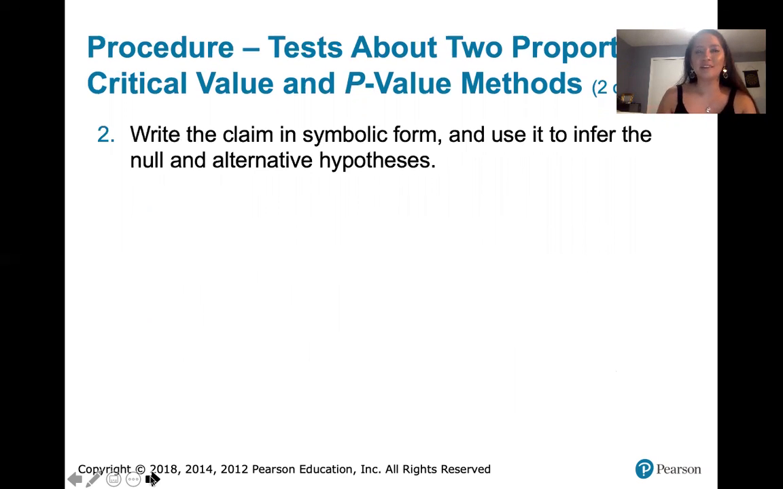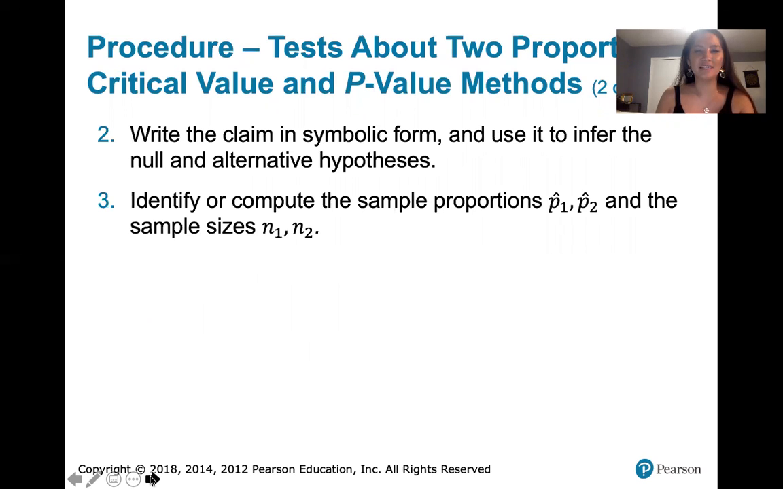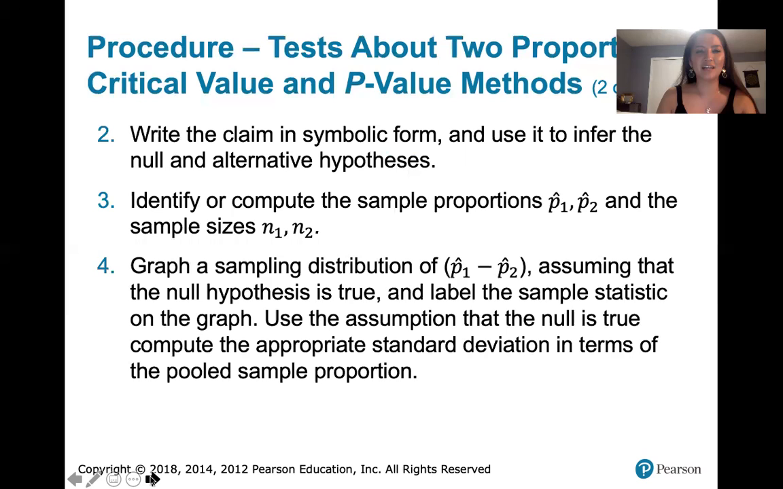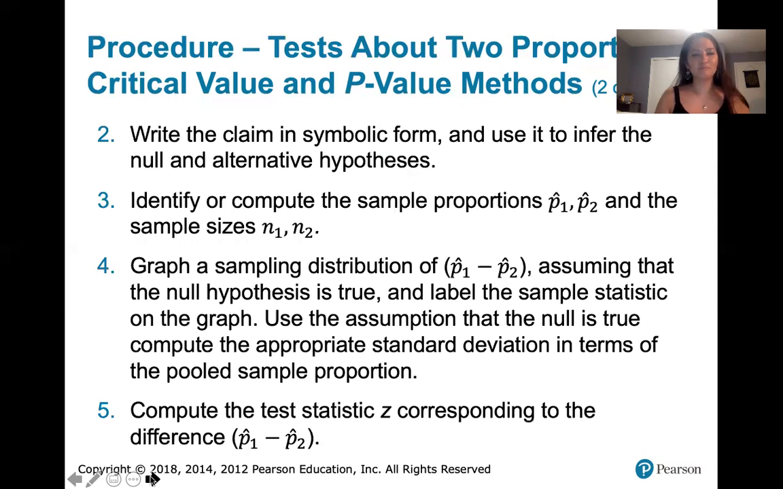Then we write the claim in symbolic form and use that to infer the null and alternative hypotheses. Then we identify or compute sample proportions and sample sizes. And then we graph the sampling distribution of p1 hat minus p2 hat, assuming that the null hypothesis is true, and then label the sample statistic p1 hat minus p2 hat on the graph. Then we use the assumption that the null is true to compute an appropriate standard deviation in terms of the pooled sample proportion.